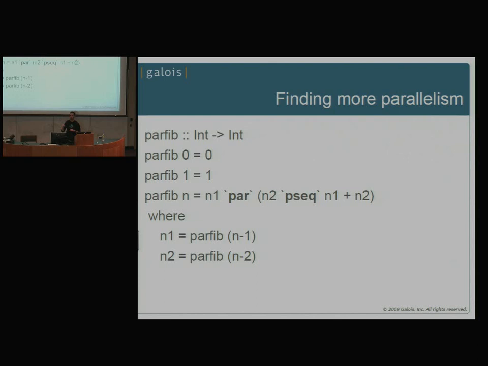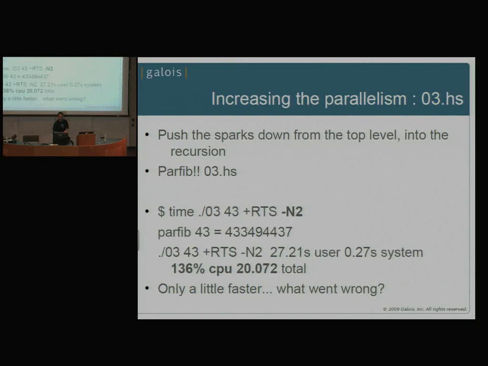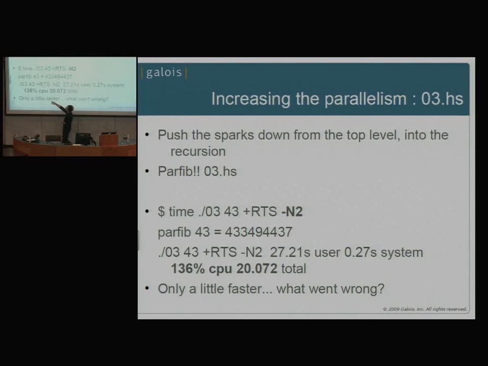So we push down the recursion. Way, way, way many more sparks are going to be generated. So hopefully there's a lot of work to keep the processors occupied. When we run it without any extra flag, we don't get any speed up, so I didn't use plus n there. It takes 23 seconds. And then if I add dash n2, it generates all those sparks, and some more of them get turned into threads, and it's a bit faster. We use more CPU, 136%, and we shaved off 3 seconds. So again, only a little faster.